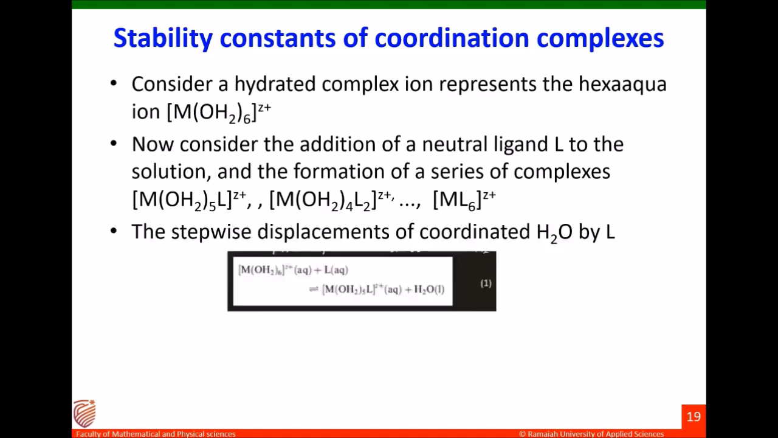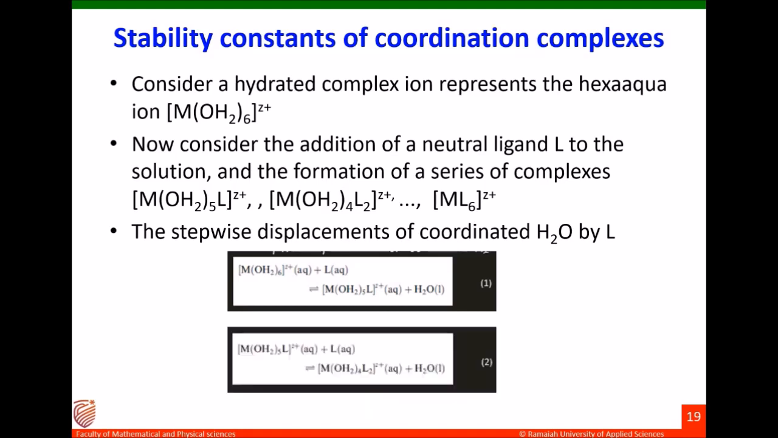The first equation will be [M(OH2)6]^z+ reacting with the ligand. A replacement reaction, or a displacement reaction, occurs where one H2O is replaced by the ligand L. So the equation will be [M(OH2)6]^z+ + L gives [M(OH2)5L]^z+ + H2O. So it is a displacement reaction.